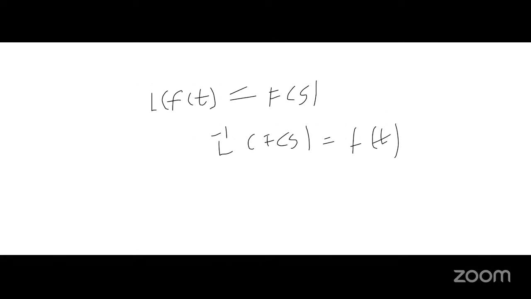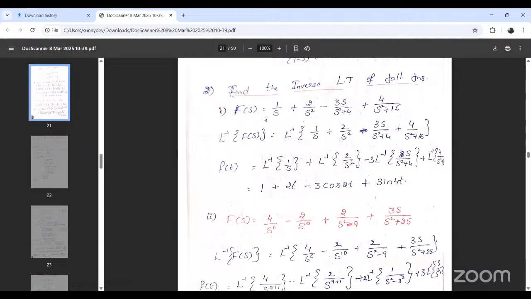So I would say here, they are given F of s equal to 1 by s plus 2 by s square minus 3s by s square plus 4 by s square plus 16. Now they are asking for the inverse of F of s. So that becomes L inverse of 1 by s plus 2 by s square minus 3s by s square plus 4 by s square plus 16.